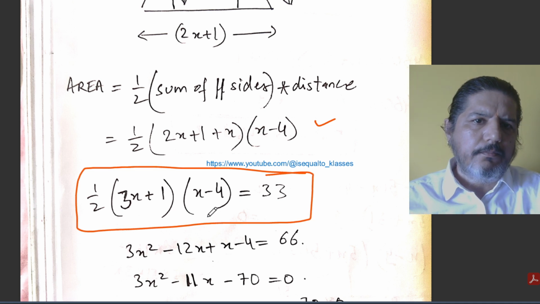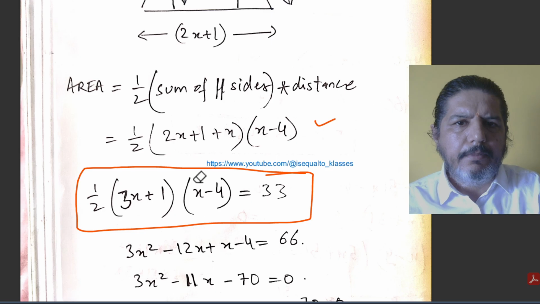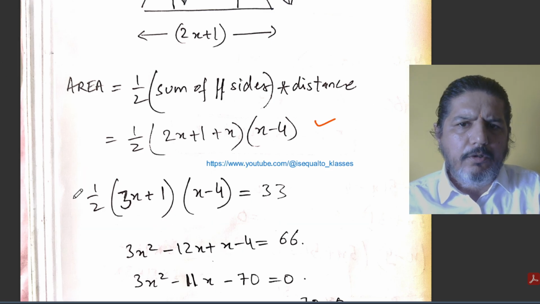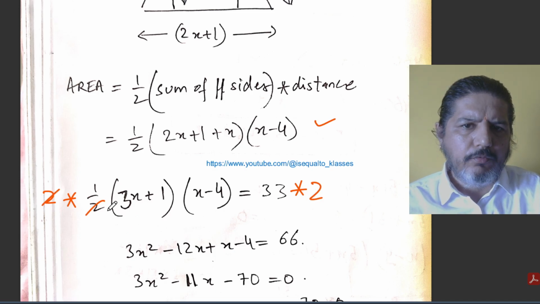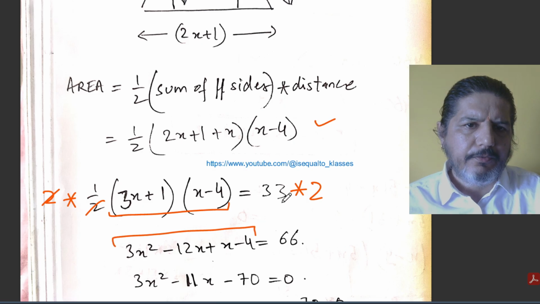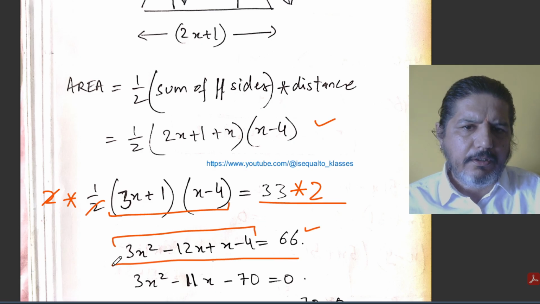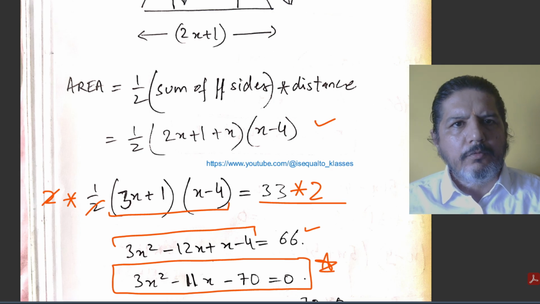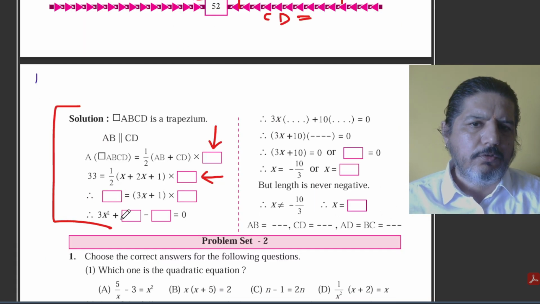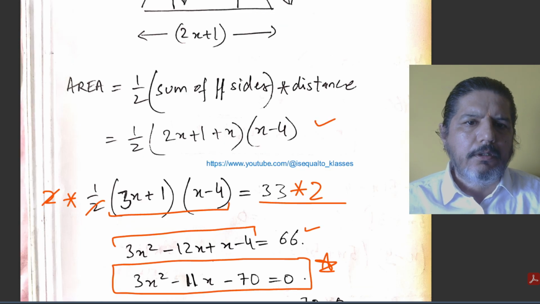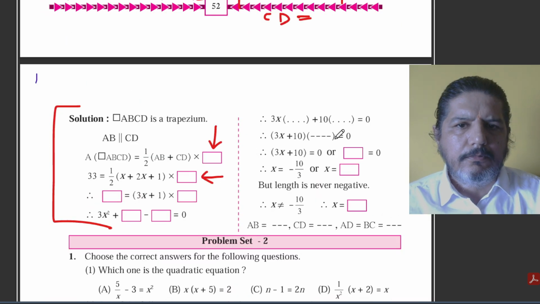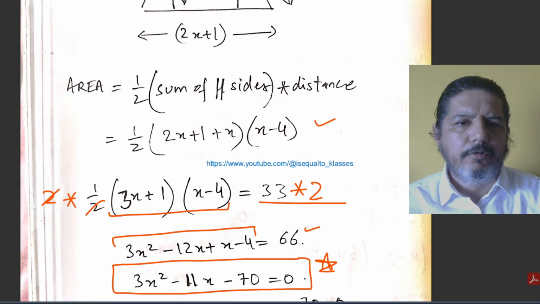Now solving this is a bit tricky for a few of the students. Multiply both sides by 2. This 2 will cancel. So it will be 3x plus 1 into x minus 4. We open this, and 33 into 2 is 66. So this is the equation which is formed. So 3x square minus 11x minus 70.